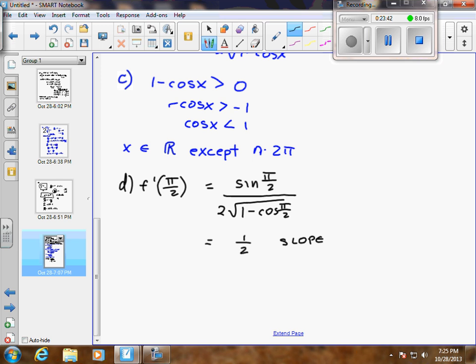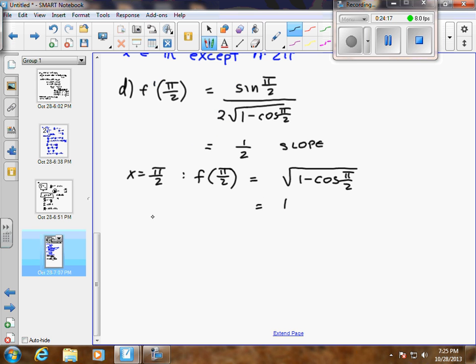So I have the slope. Do I have the point? I have x. And if I have x, how do I find y? The original equation. I need to find f of pi over 2. The original equation was the square root of the quantity 1 minus cosine of x, and x is now pi over 2. So what is y? Okay, so now I have my point, and I have the slope. Put it in point slope.